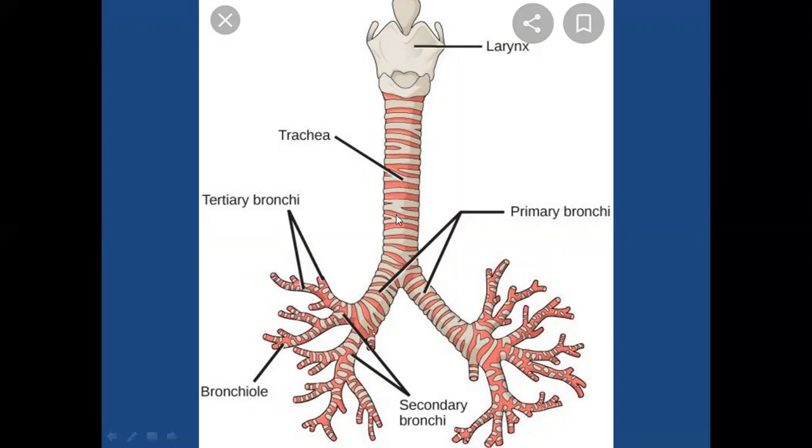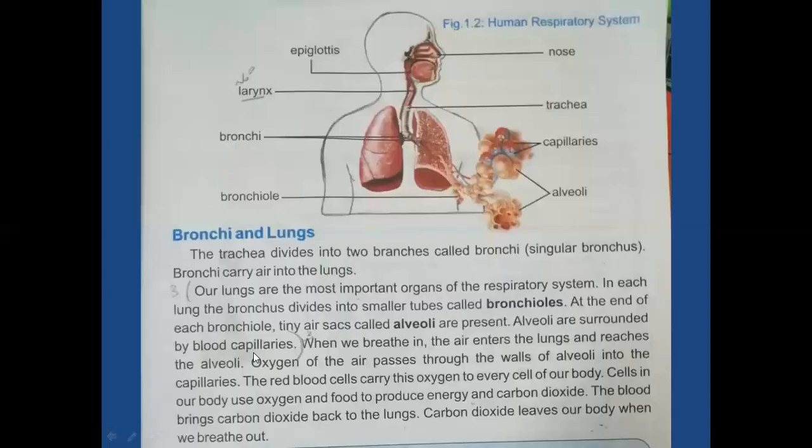Then this trachea or windpipe divides into two branches. Those branches are called bronchi, and the bronchi are further divided into small branches. Those small branches are called bronchioles. At the end of each bronchiole, tiny air sacs called alveoli are present, and these alveoli are surrounded by blood capillaries. After the trachea, which divides into two branches, the air enters into the lungs.